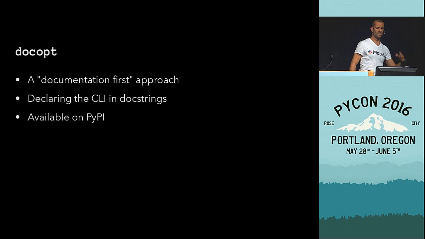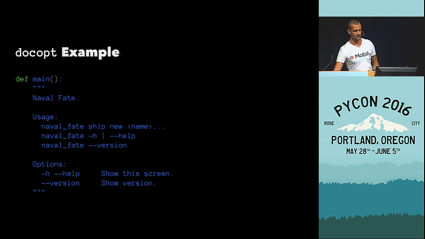And then docopt is taking a very different approach to that. It takes the documentation first approach. So basically, you're writing the documentation for your command line client in a docstring. And then docopt infers from that what the options are, which ones are optional, which ones are mandatory, and potentially what kind of types they have. Which is definitely a very nice approach to writing documentation first. And I do encourage taking a look at that.